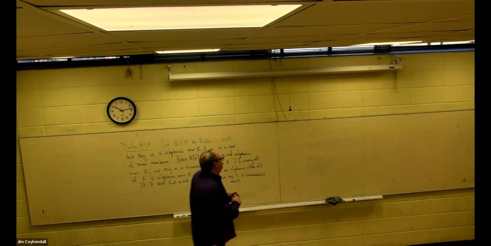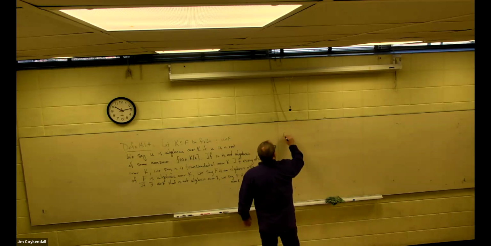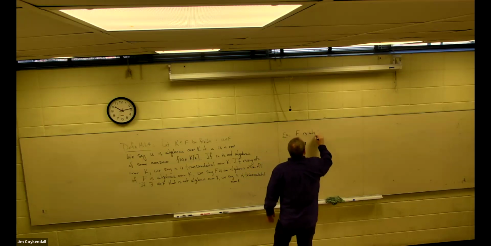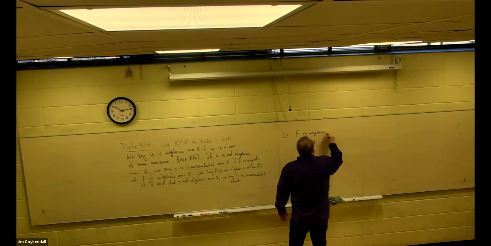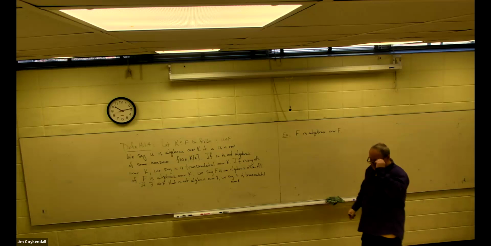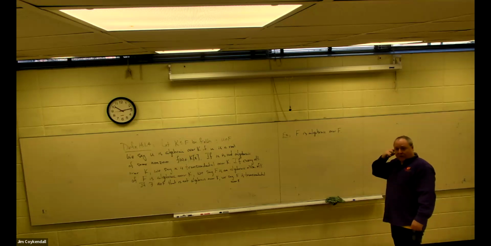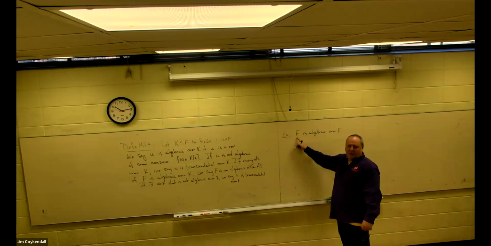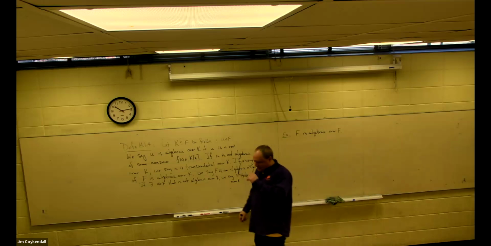So here's some examples. F is algebraic over F, right? Any field is algebraic over itself because given a in F, it is the root of the polynomial x minus a. Agreed? So that's kind of silly.